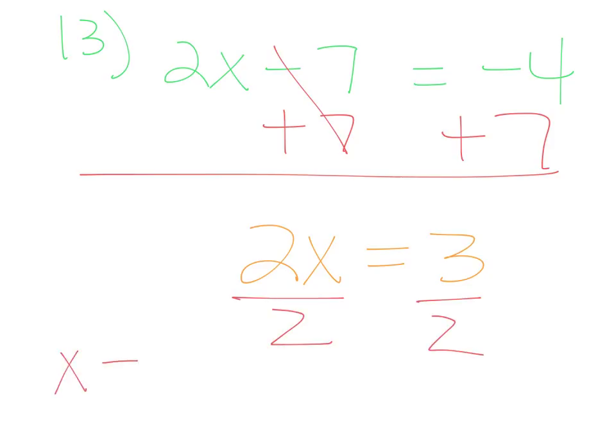And this one doesn't come out to be equal, so we leave it as 3 over 2. A couple of people on the quiz made that 1.5, which it is, but we don't use decimals. We just leave it as a fraction. Number 14.